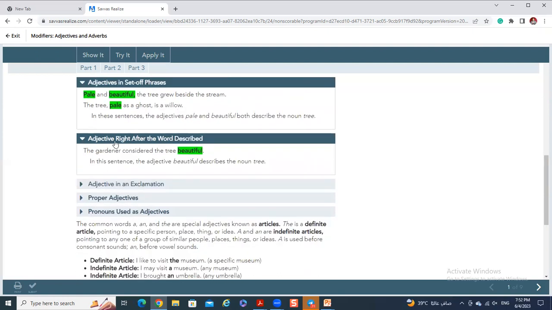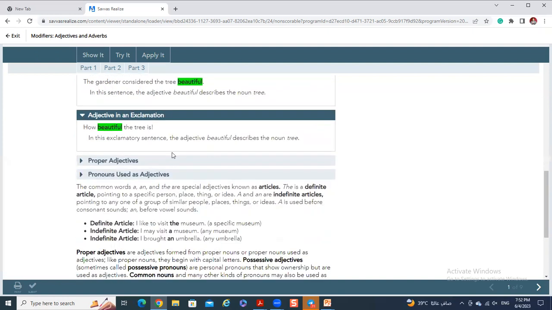Sometimes you find the adjective comes after the word it describes. Like here, the gardener considered the tree beautiful. It can be the beautiful tree or tree beautiful. Adjectives in exclamations also come earlier, before the word they describe, but it's easy to fix: how beautiful the tree is. So beautiful modifies the tree.